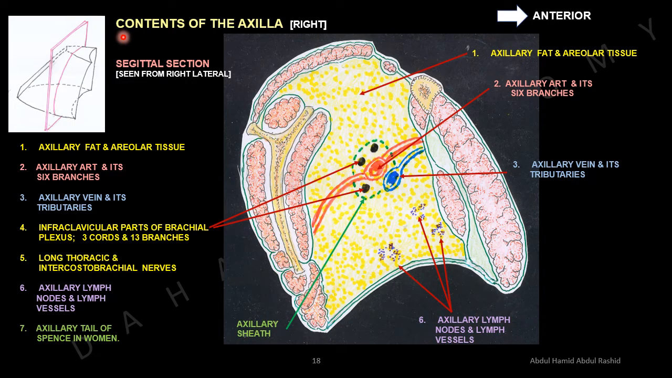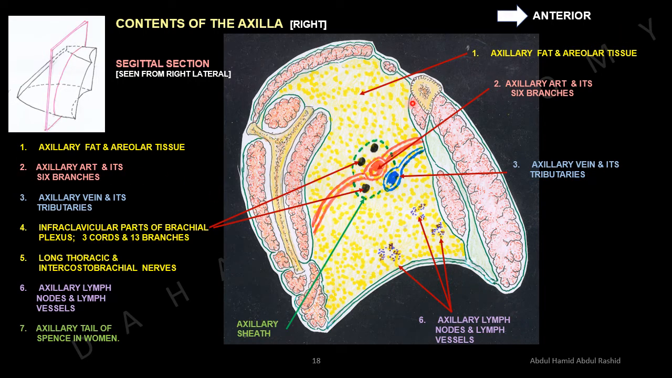Contents of the axilla, right side. Look at this pilot diagram. This is the four-sided pyramidal shape of the axilla. Now we are sectioning in a sagittal section, that is a vertical plane. So you can see the axilla seen from the right side. This is the vertical, sagittal section. This is the anterior wall, posterior wall. This is the base. So what are the structures contained in the axilla?